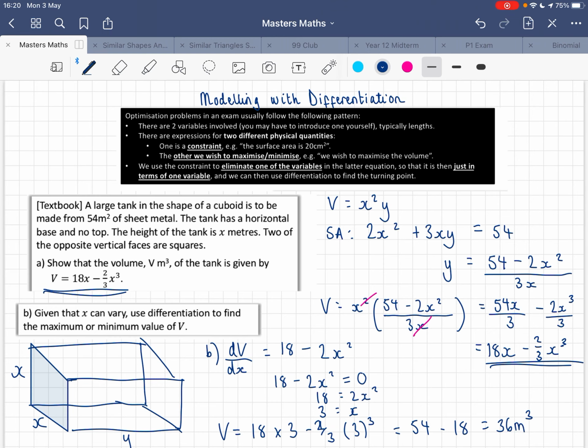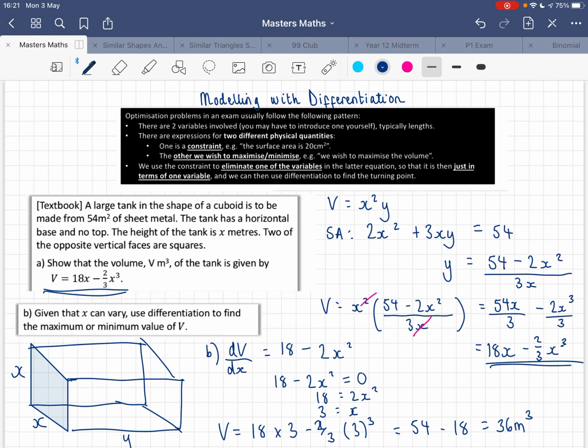That is either a maximum or a minimum volume. Without doing the second derivative, I don't know whether it's a maximum or a minimum value. But if the question asks, then that's what you would do. You would then just take the second derivative of the volume formula, and if it's less than 0, it's a maximum. If it's greater than 0, it's a minimum.